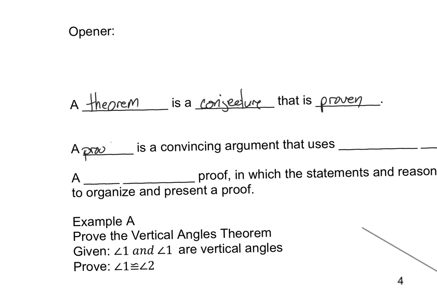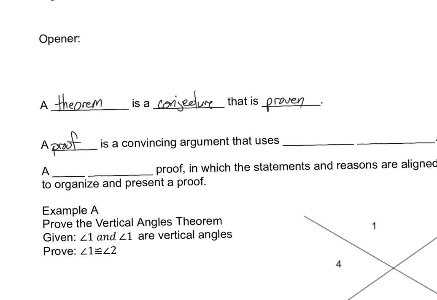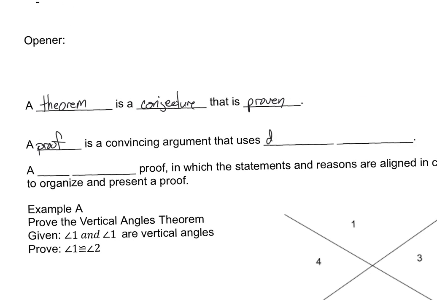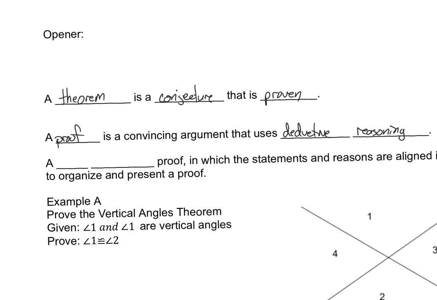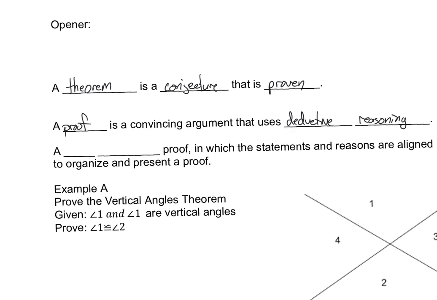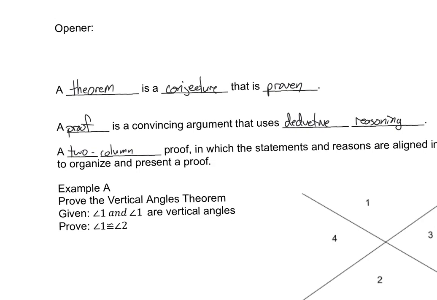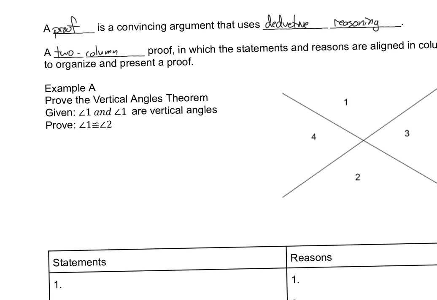So a proof is a convincing argument that uses deductive reasoning. After we've used our inductive reasoning to come up with a conjecture, we need to use deductive reasoning to prove that conjecture is true, and then it becomes a theorem. Mostly in this class, we will deal with two column proofs, in which statements and reasons are aligned to organize and present a proof. Okay, so let's prove the vertical angles theorem.